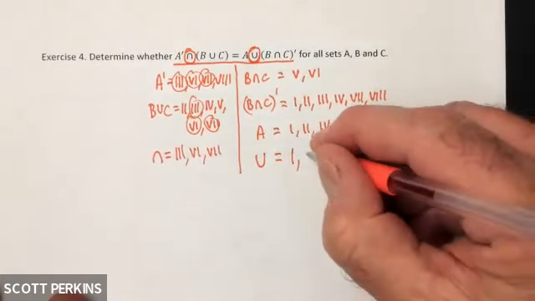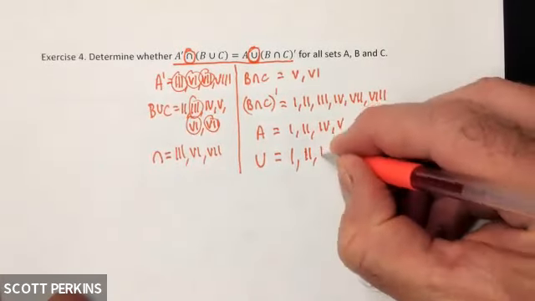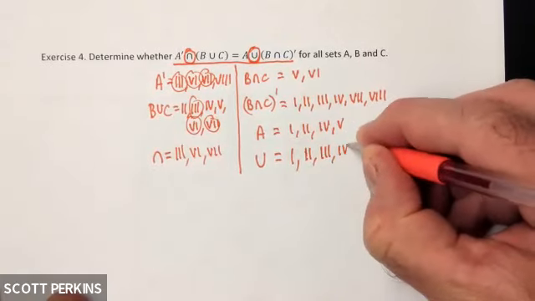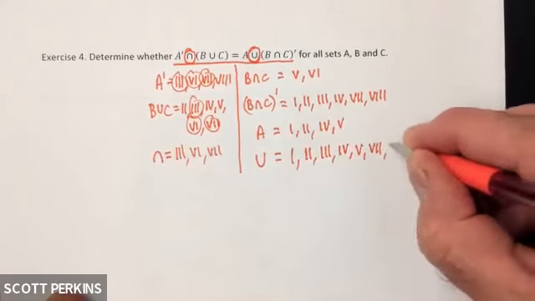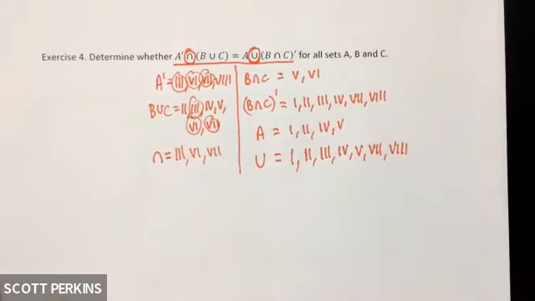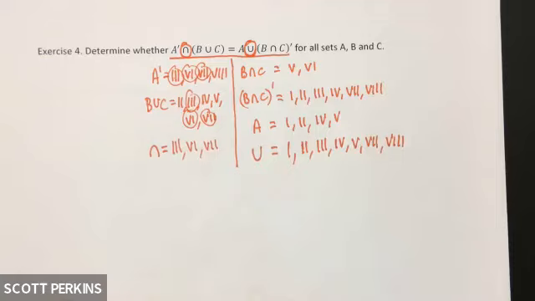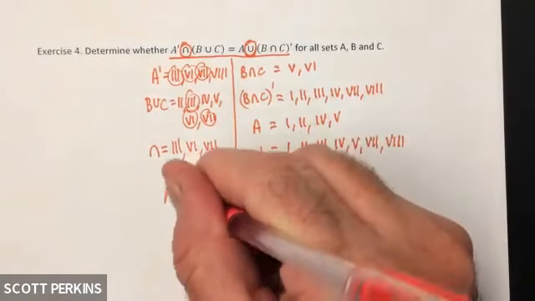So when I union, I've also got a 2. I've also got a 3. Both of them have 4. I've got a 5, a 7, and an 8. So those are clearly different. So this is not always true.